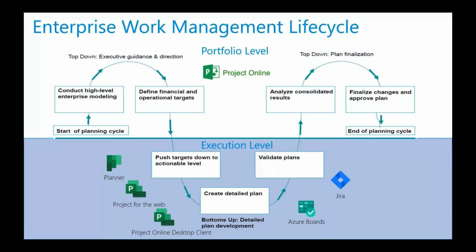Your enterprise work management lifecycle, again, is split between the portfolio level and the execution level. And it's at that portfolio level that Project Online truly meets the needs of the organization. It provides top-down executive guidance and direction so that you're able to conduct high-level enterprise modeling and define financial and operational targets. At the execution level, once again, where those projects are being delivered and the tasks and work are being delivered upon, you have a number of different tools available to you for delivery of that work.